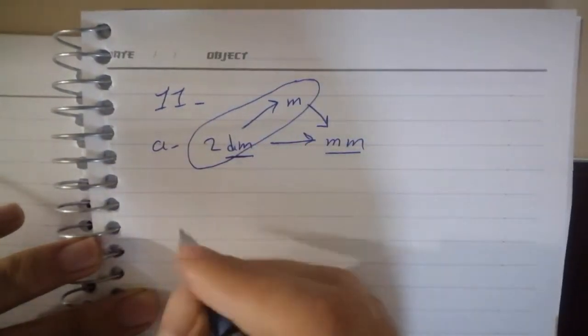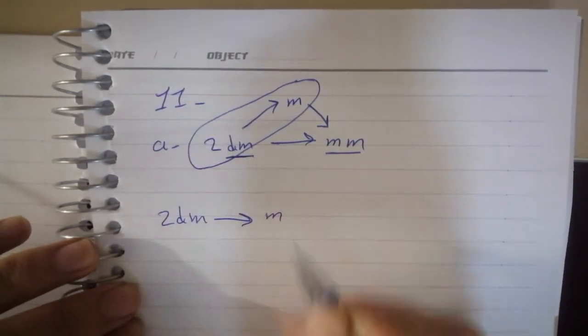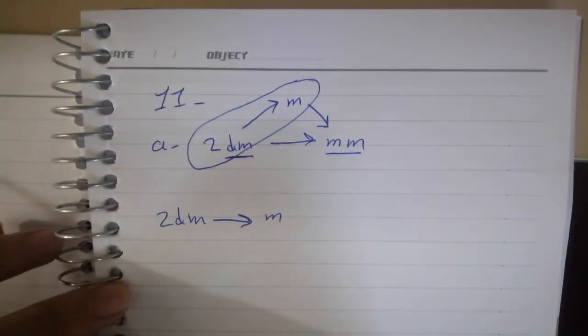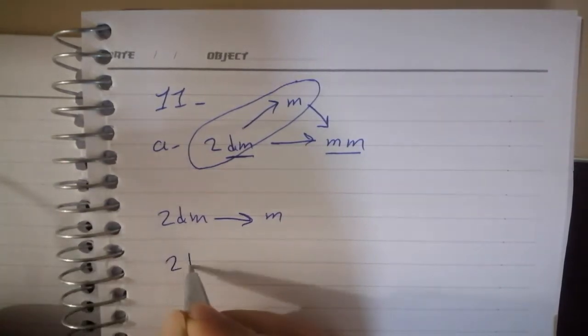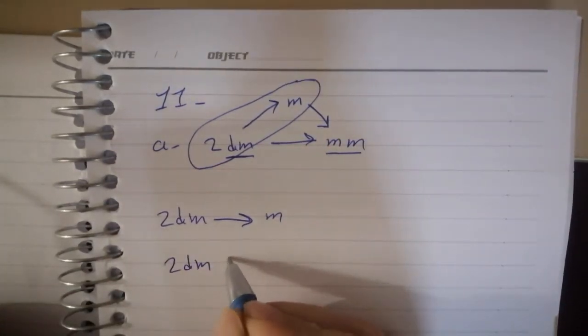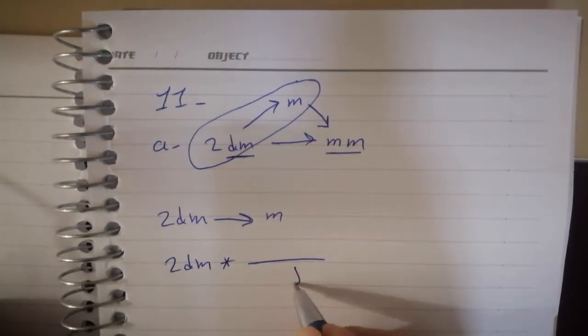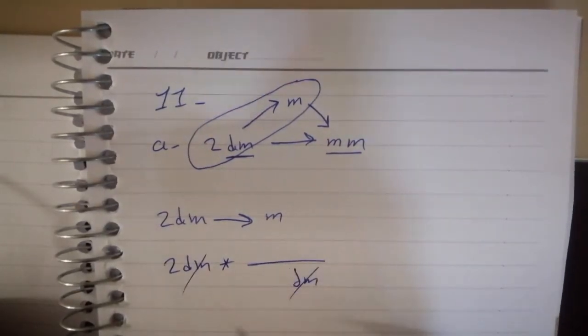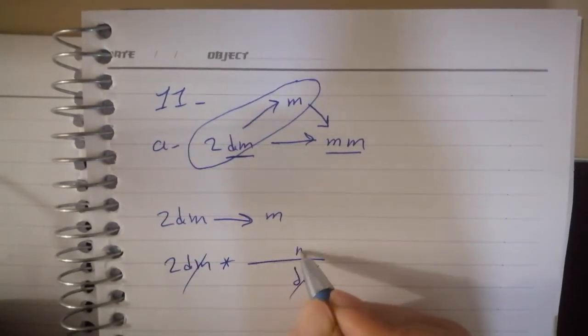Here, the first step. I've got 2 decimeter. I'll change it to meter. That's my first step. And how am I going to change that? I'll simply write down the input here, 2 decimeter, multiplied by the division. And my division here in the denominator, I'll have decimeter so that they can cancel out each other. And in the numerator is my output, which is the meter.